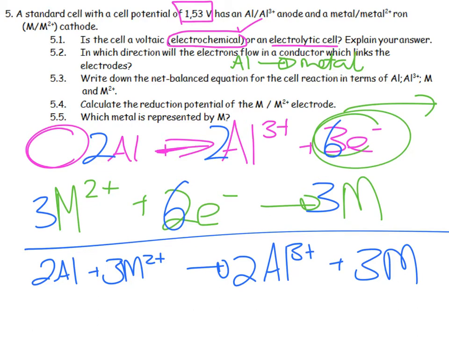Calculate the reduction potential of that particular electrode. Well, I know that aluminium, if I take a look at the redox table, is minus 1,66. But here it has changed its sign. Why? Because I wrote it backwards, so it's plus 1,66. I know my answer overall has to be 1,53. So what is this x? And the x turns out to be equal to negative 0,13 volts. So therefore, what is M? It must be lead.